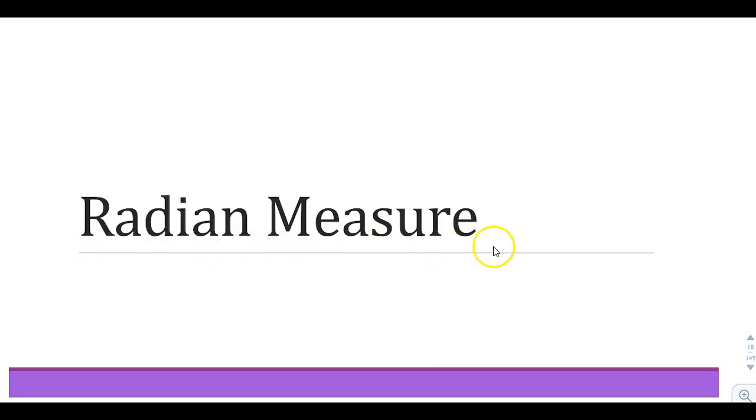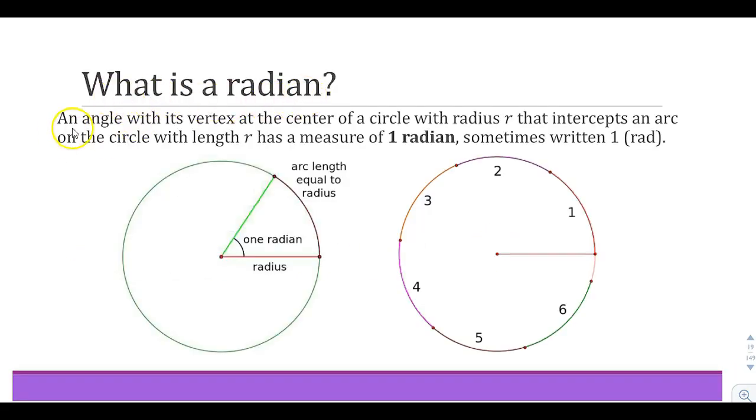Radian measure. What is a radian? An angle with its vertex at the center of a circle with radius r that intercepts an arc on the circle with length r has a measure of 1 radian, sometimes written as 1 rad. So we're looking for another way to measure angles.